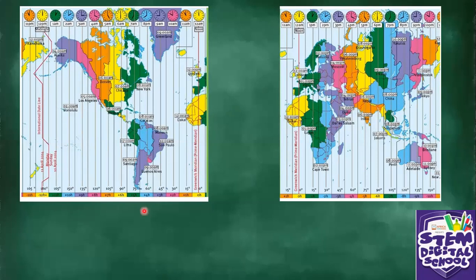So what does it mean? Let's start with the countries on the east. These countries are ahead of time than the countries on the west. These continents, these countries, are behind in time than these countries and continents.